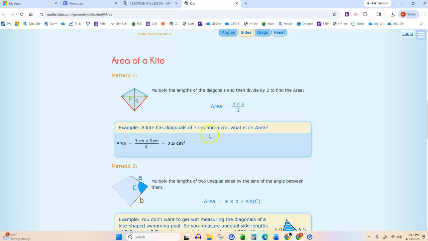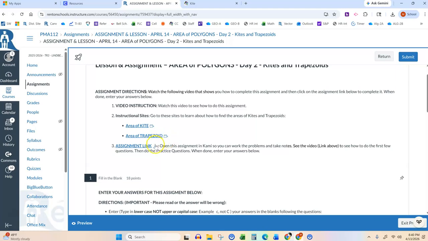Okay? So it's giving you an example. It says if the diagonals are 3 and 5, what is the area? 3 times 5, divide by 2, 7.5. So let's go ahead, go to the assignment and do the first kite example. So go ahead and open that up.